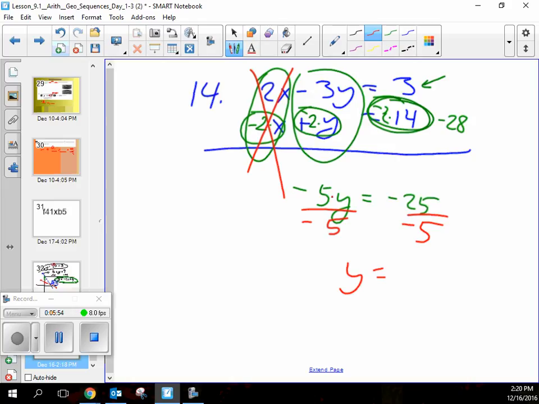Okay. So -25 divided by -5. Negative divided by a negative. 2 times 5 makes 25? I don't think so. It is positive, and it is 5. Now you've got it. There you go. Y equals 5.